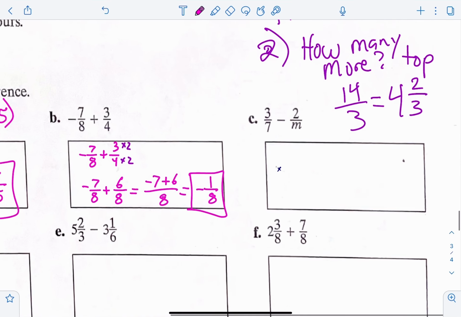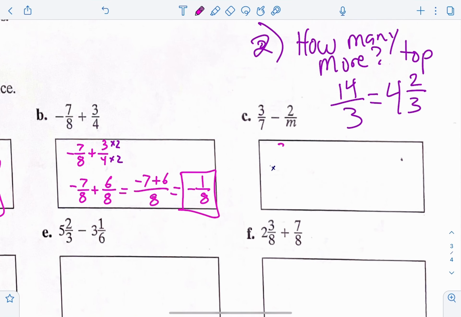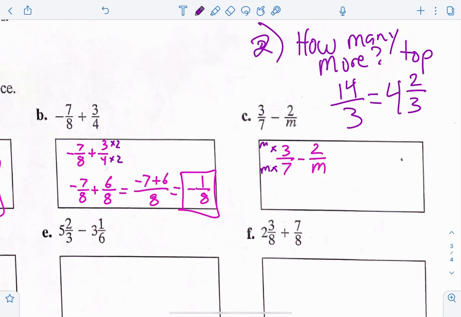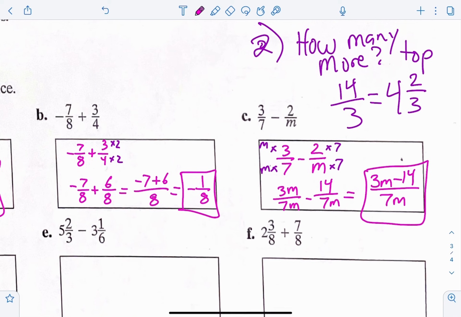And then for the last one, we have 3 over 7 minus 2 over m. So we're going to do times m times m times 7 times 7. So they both end up with 7m on the bottom. So you're going to have 3m over 7m minus 14 over 7m. So you're going to have 3m minus 14 over 7m, and that's as far as you can go, because you can't combine 3m minus 14 because one of them has a variable attached and the other does not.